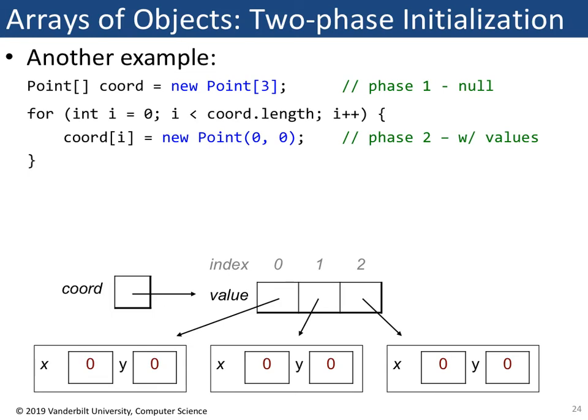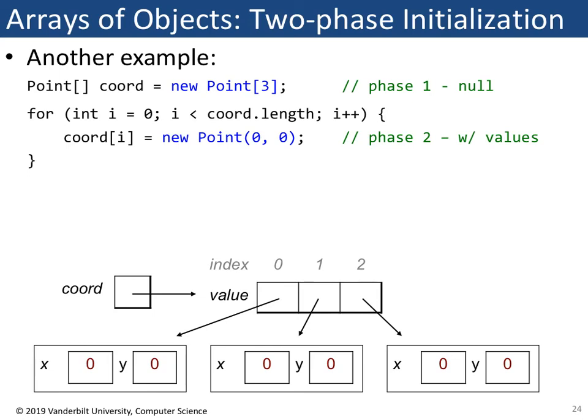Here's a similar example where we create an array of point objects. This array is going to be called coord for coordinate. And we create a new array object of type point with 3 elements. But each of these elements is initially going to hold the value null, because point is a class type, not a primitive type.